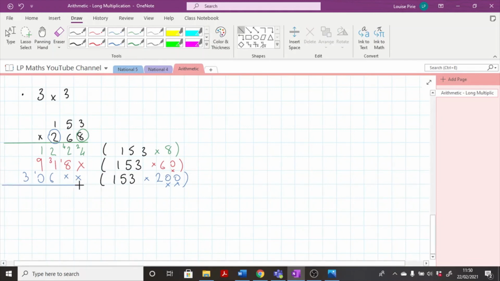And as ever, we add it up to finish. We have 4, 8 plus 2 is 10, 6 plus 2 is 8, plus 1 is 9, plus 1 is 10, 9 plus 1 is 10, plus 1 is 11, and we have 41,004.